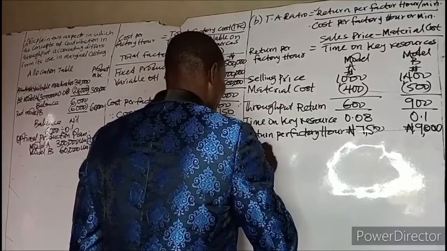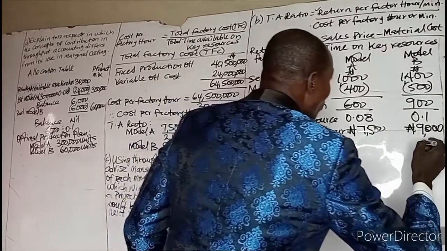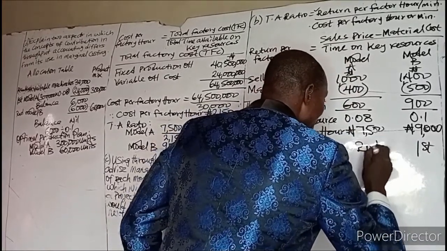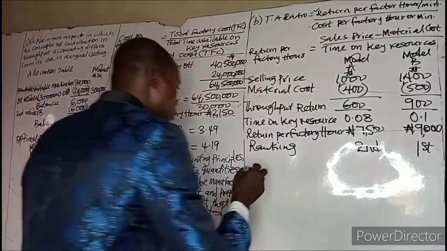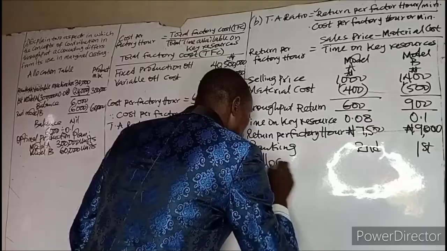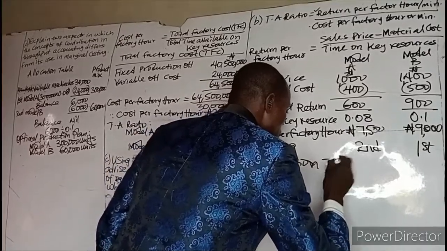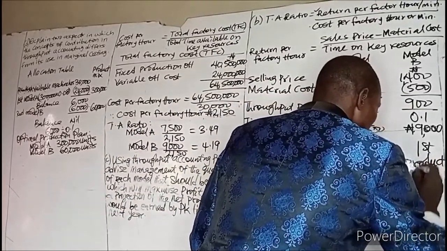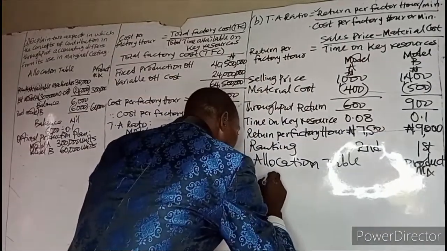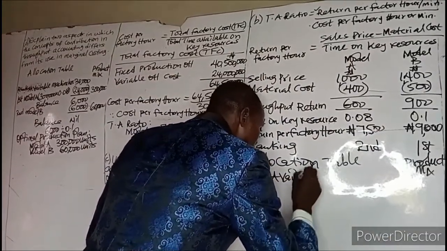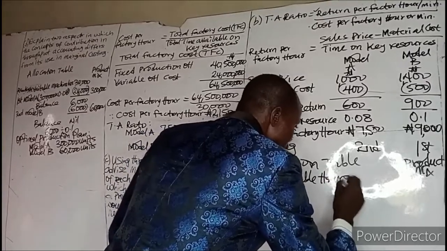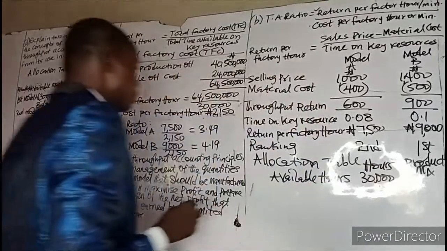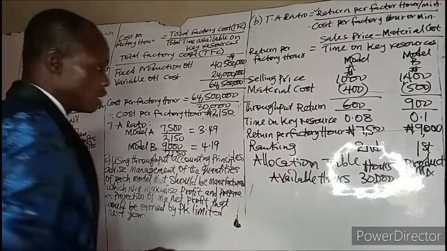So now let's rank this. Ranking. Model A will take second position and model B will take first. Now let's have our priority allocation table. Product mix. Available machine hours is 30,000. 30,000 machine hours. That is the time on key resources.